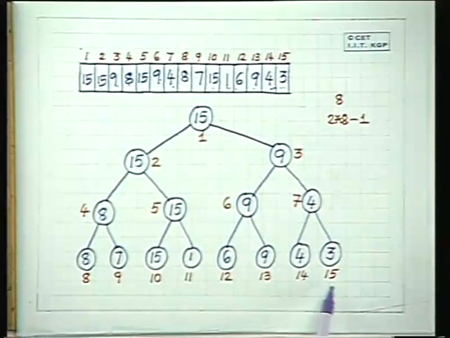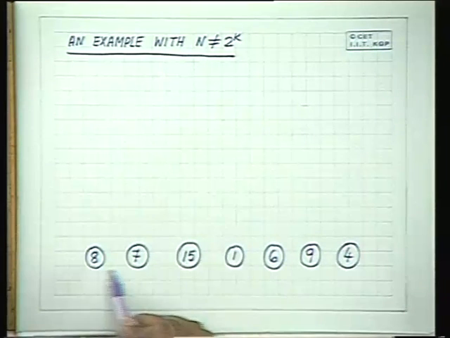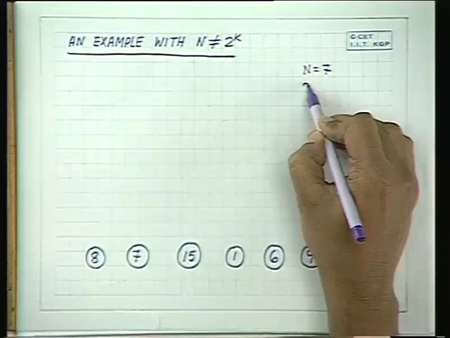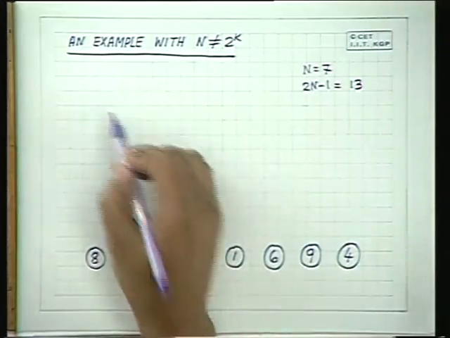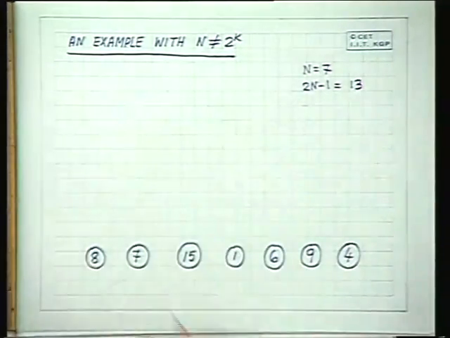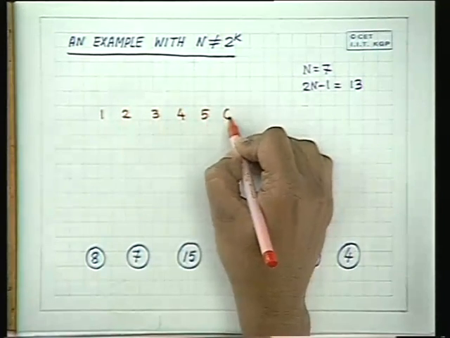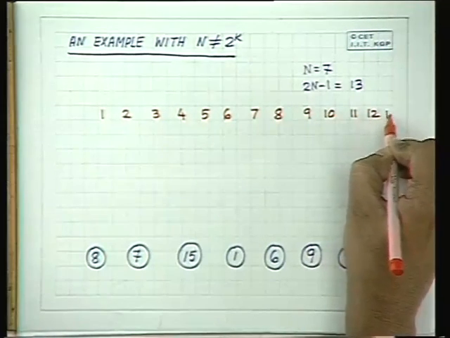Is that okay? So now this is an example with 8 elements, which is a power of 2. Let us just do another example which is not a power of 2. So we have got 1, 2, 3, 4, 5, 6, 7 elements. So n is equal to 7. So 2n minus 1 is equal to 13. So in our array we have got 13 locations: 1, 2, 3, 4, 5, 6, 7, 8, 9, 10, 11, 12 and 13.